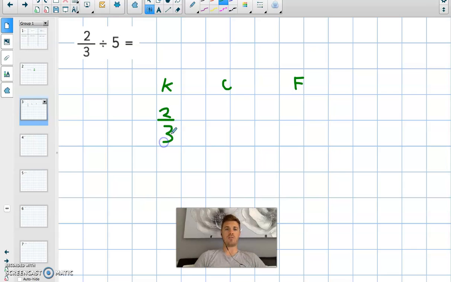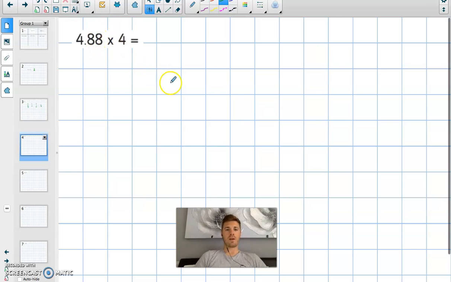We change the division sign to a multiplication sign. And then what we do with 5 over 1, which it is currently, we flip it to 1 over 5, so 1/5. And then because we're multiplying fractions together like we've just done before, we multiply the numerators. So 2 multiplied by 1 is 2, and then 3 multiplied by 5 is 15. So 2 over 15 is your answer.